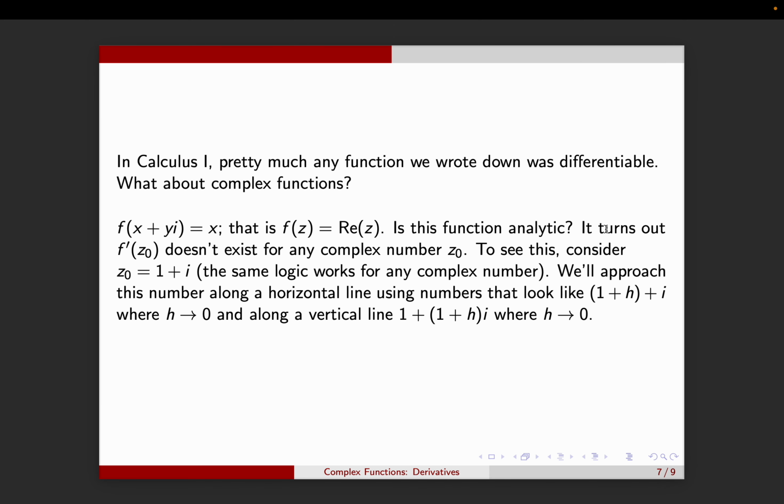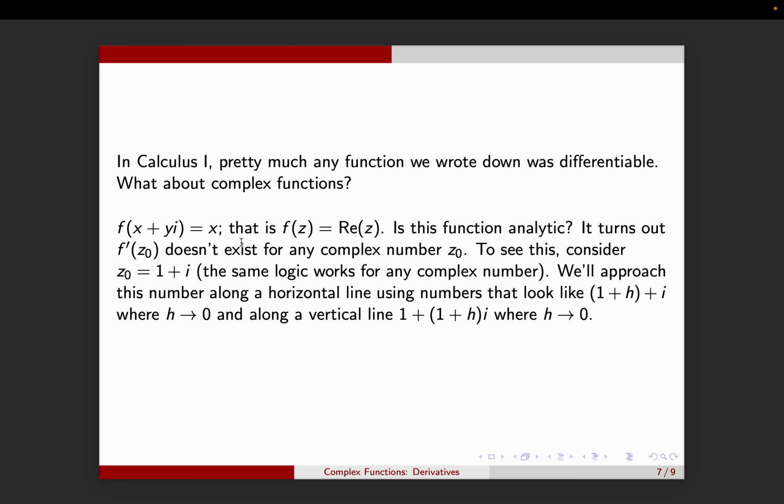It turns out that it's as non-differentiable as you can imagine. f prime of z naught doesn't exist for any complex number. It's nowhere differentiable. There's not a single complex number at which the derivative makes sense for this function. I want you to process that this cute little function, which looks as tame as you can possibly get, just looks like a linear function, doesn't it? Isn't x just a linear thing? Why isn't the derivative just 1 or something?